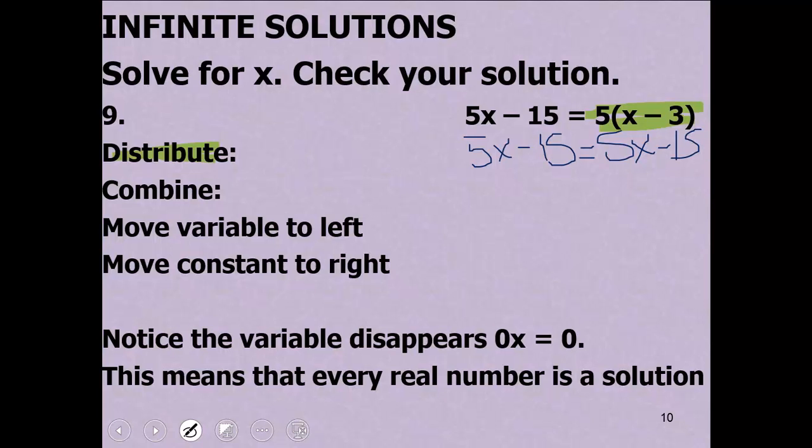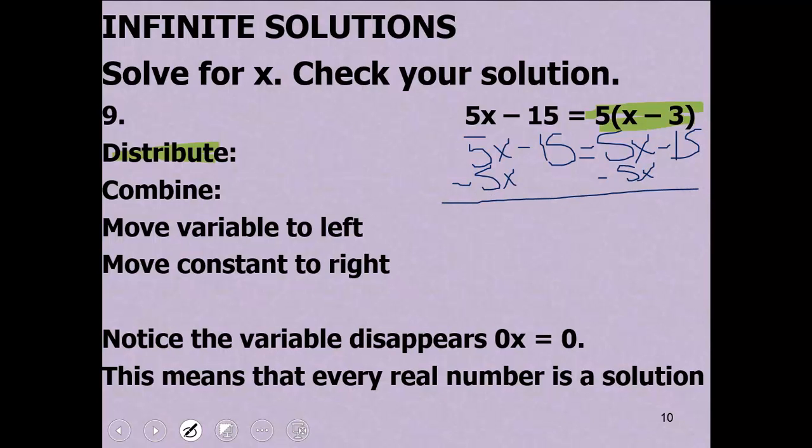Now, we could stop here because we have the exact same thing. Those of you, this is the reflexive property. Something always equals itself. No matter what we plug in for x, we're going to get the same answer on each side because we're going to multiply by 5 and then subtract 15. But let's just say you didn't notice that, all right? Let's move our variables to the left. I don't have anything to combine, so we'll move our variables to the left.